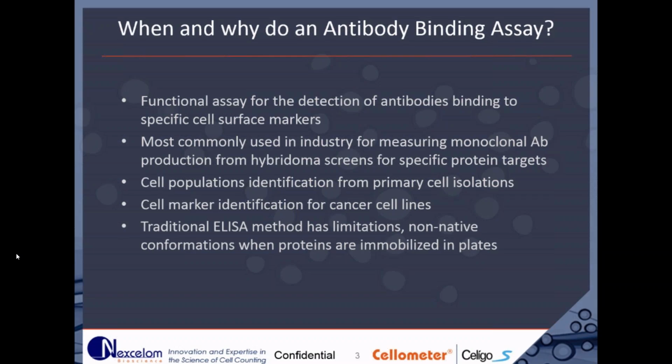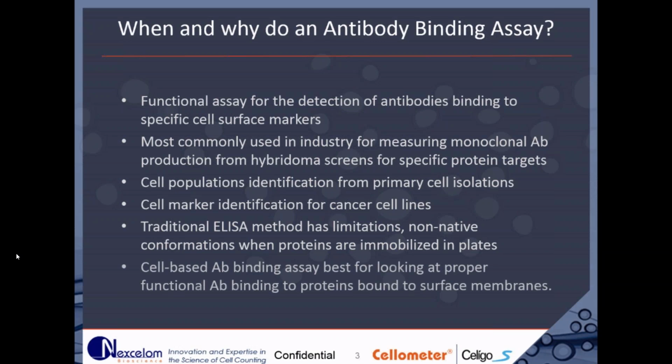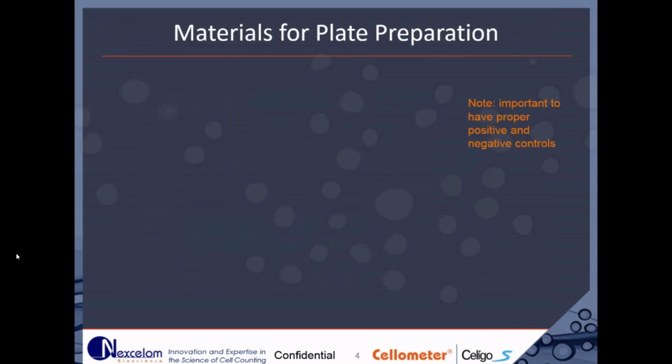And then the traditional ELISA method has also been used for antibody binding assays, but it has limitations. That's non-native conformations that are bound when the proteins are immobilized to the plate. So it's not the natural state for the antibodies. A cell-based assay is more functional, in that it's best for looking for proper function of the antibody binding to the proteins that are bound to the surface membranes.